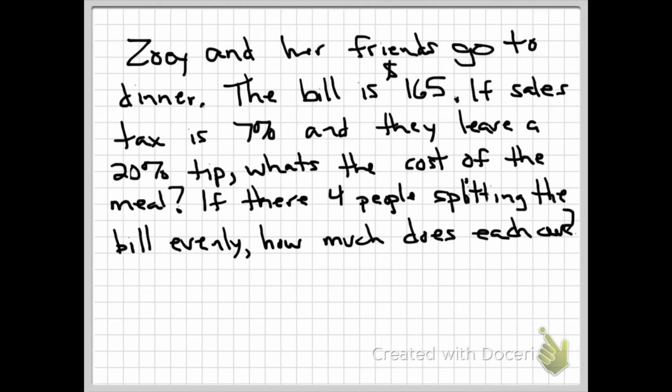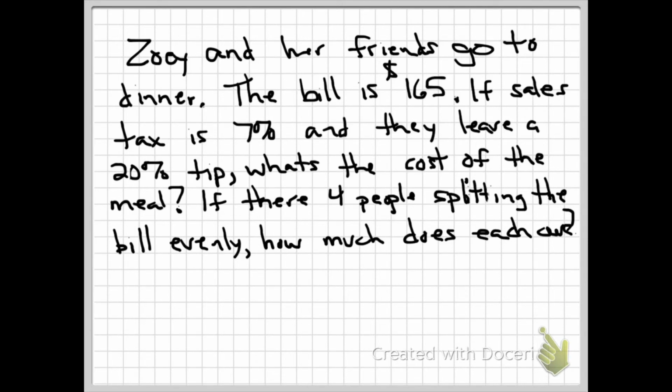So it says, Zoe and her friends go to dinner. The bill is $165. Well, let's do the formula first. $165. If sales tax is 7% and they leave a 20% tip, what's the cost of the meal? If there are 4 people splitting the bill evenly, how much does each owe? All right, so let's find this out first.